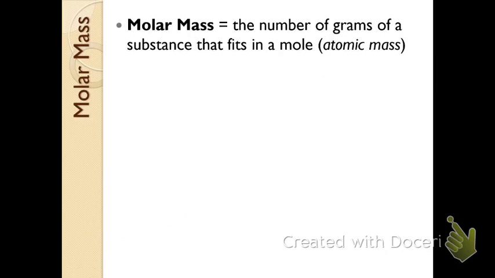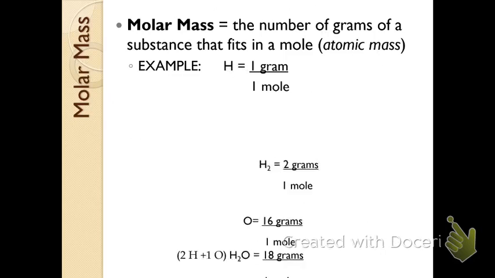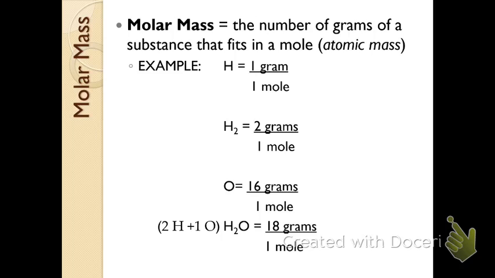Okay. So we now know that the number of grams of a substance that fits in a mole is called its molar mass. So find hydrogen on your periodic table. Notice that its atomic mass rounds to 1 gram. That is the mass of that hydrogen atom. That one hydrogen atom then is 1 gram per mole. If I look at the diatomic molecule of hydrogen, since there are 2 hydrogens, then that's going to be equal to 2 grams per 1 mole of that molecule of hydrogen.